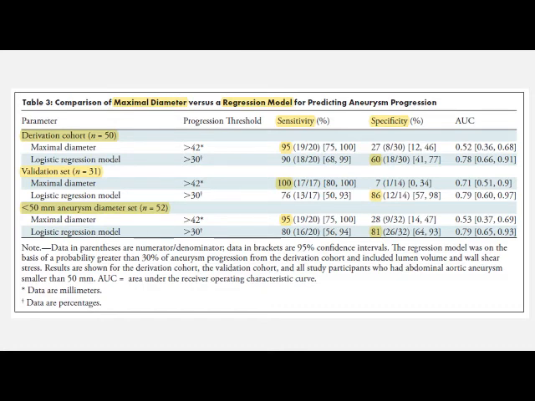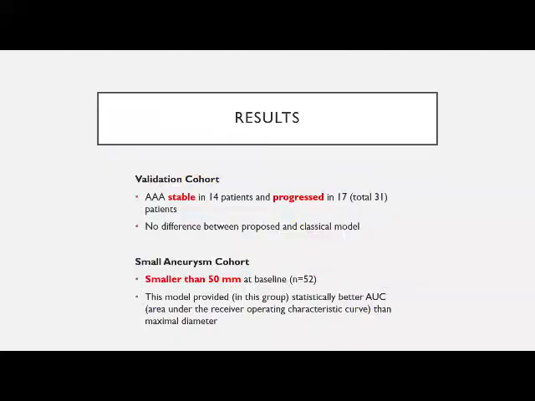Let's go down here. So for the validation cohort here, we had 31 patients that were divided in 14 patients who were having a stable aneurysm at the 1 year control, and then you had 17 patients of these 31 that progressed. So in this group, the validation cohort, which again was used to compare as the baseline, as in this is like the standard group, to see if the model was useful or not.